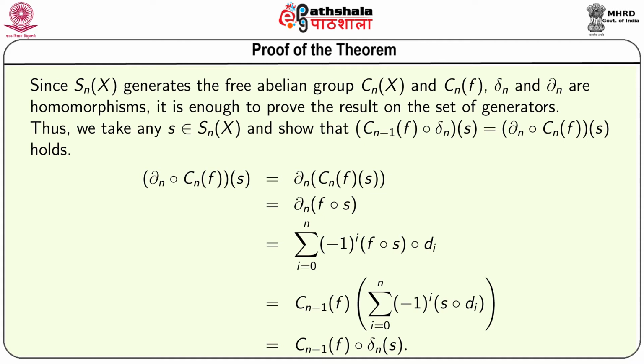Since Sn x generates the free abelian group Cn x and Cn f, delta n and del n are homomorphisms, it is enough to prove the result on the set of generators. So, we start with taking a point S from Sn x, that means a generator of Cn x, and we will show that Cn minus 1 f compose delta n operated on S will give the same result as del n compose Cn f operated on S.